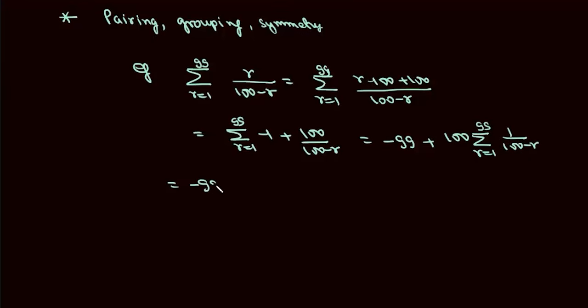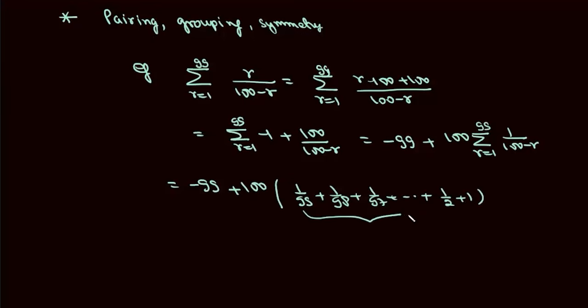Now if we expand this, we can see that it'll be 1 by 99, 1 by 98, 1 by 97, down to 1 by 2 and 1, which is your 99th harmonic series. So we can write this as minus 99 plus 100 H99. So basically what we have done is we have paired this r with r minus 100 and plus 100.